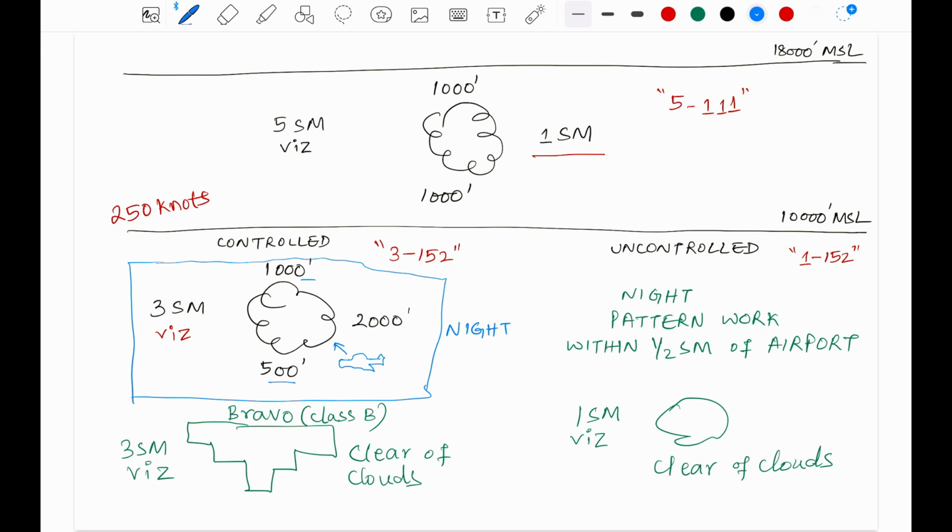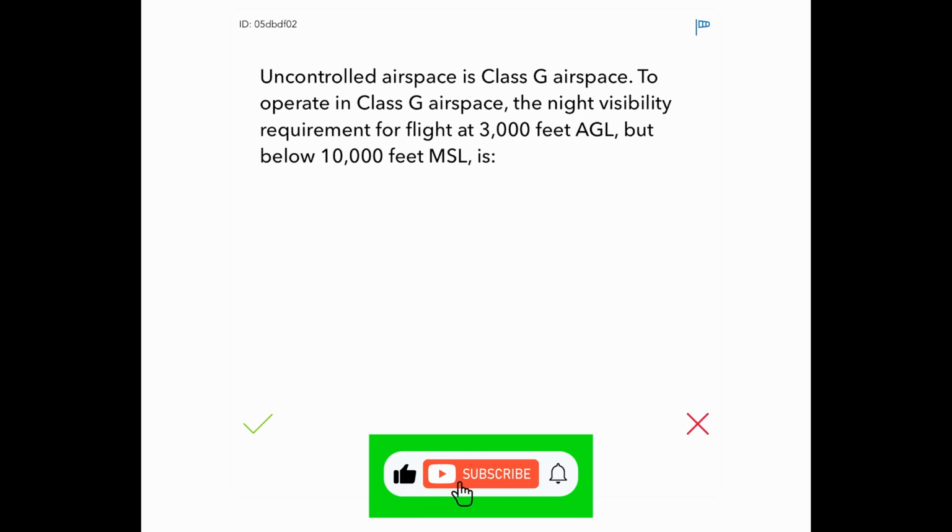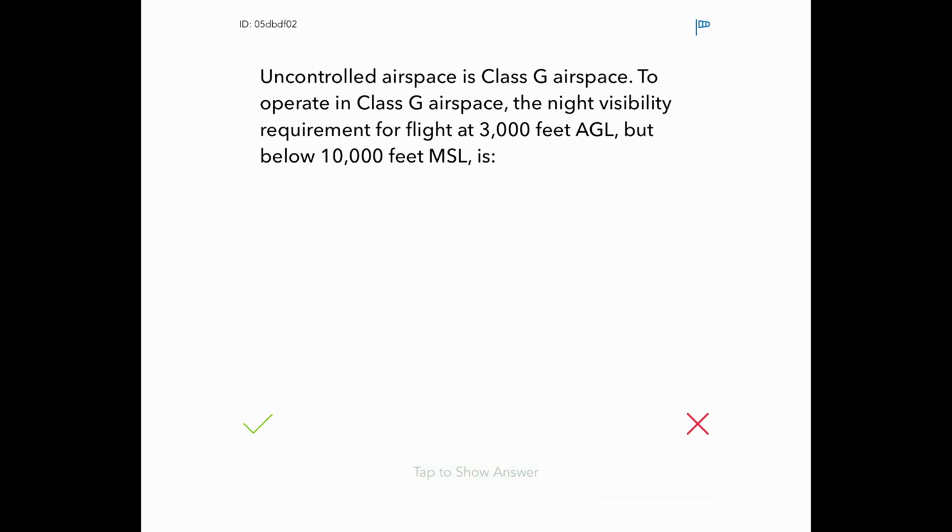Let's take a few examples and solve them as per what we have drawn. This is one example. Uncontrolled airspace is Class G airspace. To operate in Class G airspace, the night visibility requirement for flight at 3,000 feet AGL but below 10,000 feet MSL is.